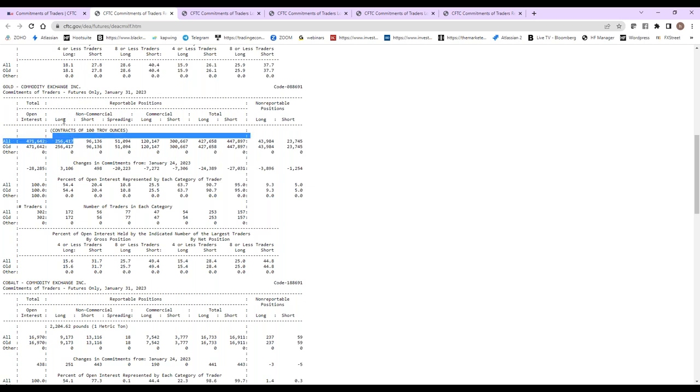A lot of interest from the non-commercial for long position, less for the short. Commercial 120, but a lot of them, more than double in commercial short. So let's check the changes from a week ago.